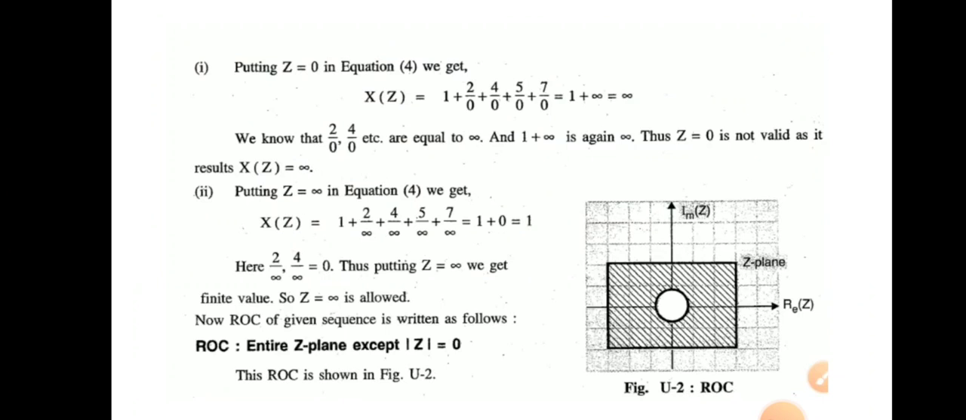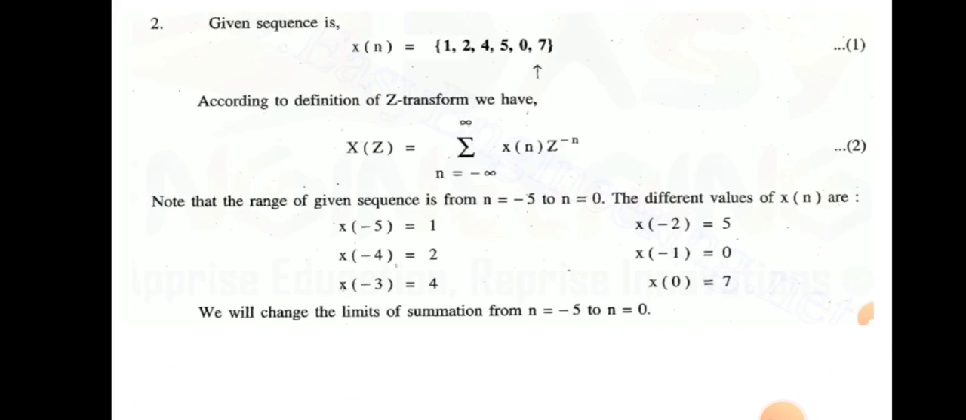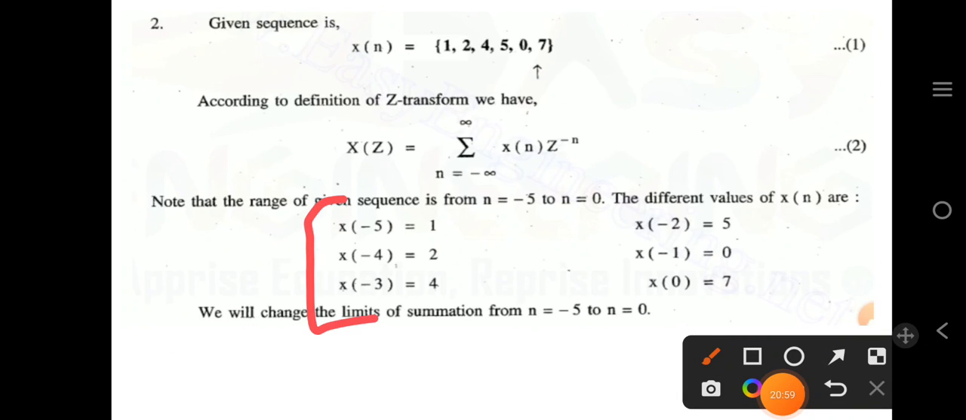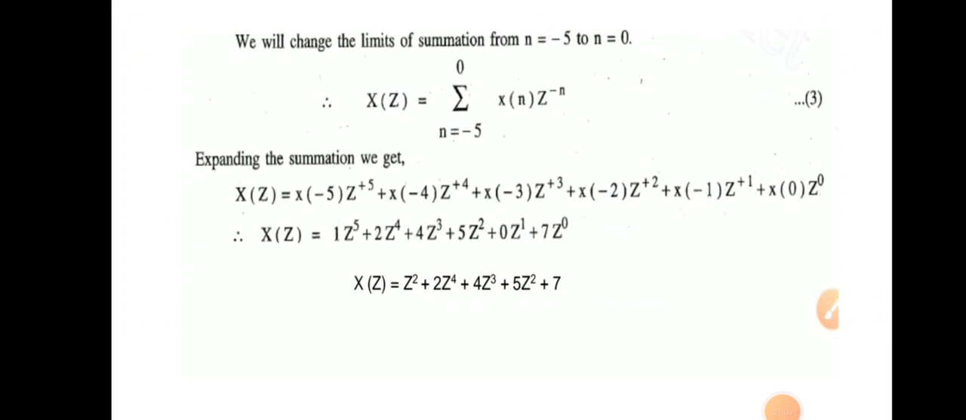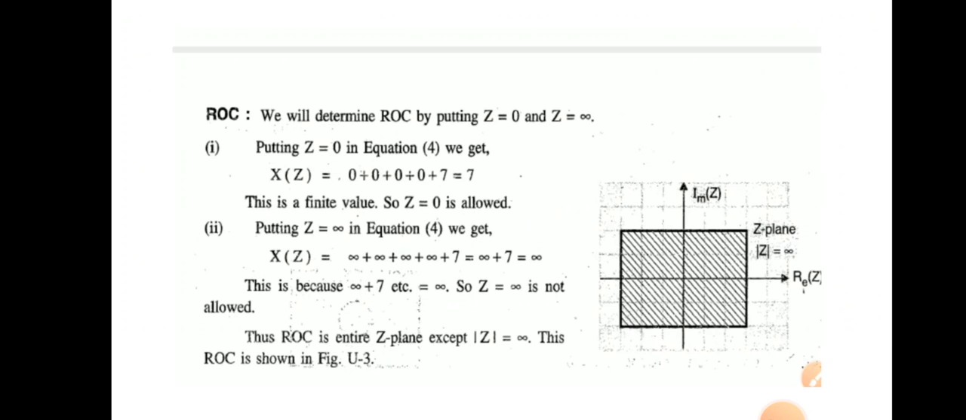So we have seen this first problem. Then we found the final equation. Then we plotted the ROC. This is the second problem. First we found all the values of x of n. Then in the next step we put all the values in the equation, and finally in 2 steps, putting z equals 0 and z equals infinity, we plotted the ROC for this particular sequence.